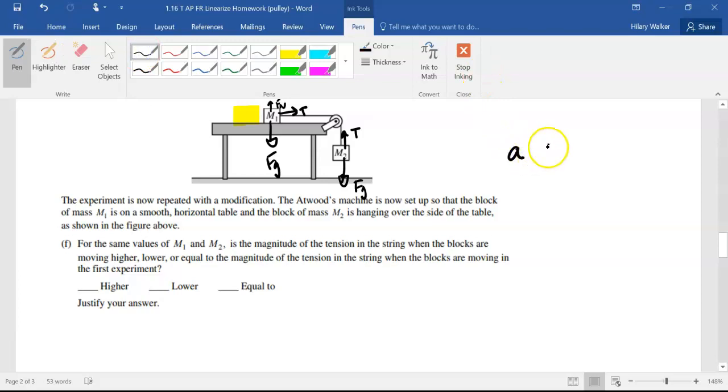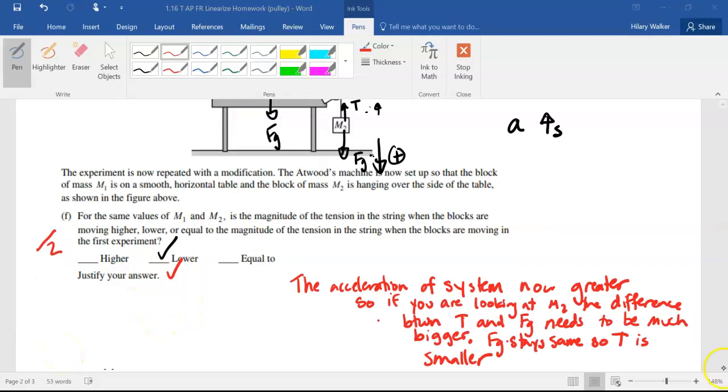So if acceleration increases, then we know the difference between these two forces, Fg and tension, has to increase. So Fg needs to be much bigger than the tension over here. So then the tension is going to be lower in this experiment, just because the system is accelerating at a much greater rate. For this one, this is worth 2 points: 1 point for lower, and then 1 point for the correct explanation.